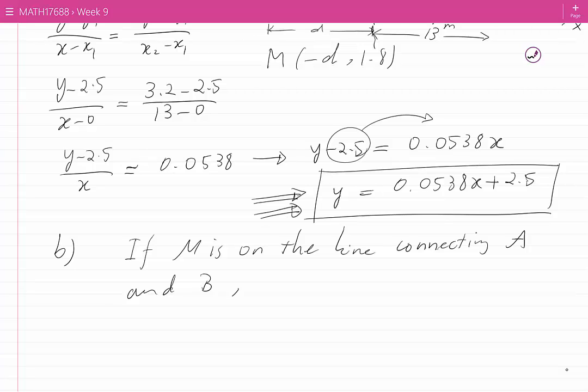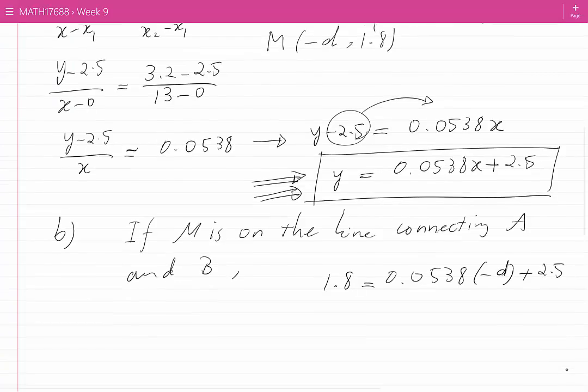The y-coordinate of point M is 1.8. We put that in the equation. That must equal 0.0538 times the x-coordinate, which is minus D plus 2.5. There is one equation here which has one unknown, which is D. We try to solve this equation for D.